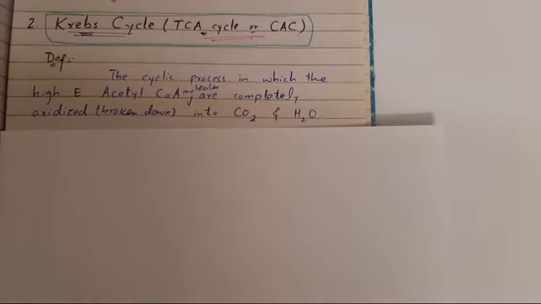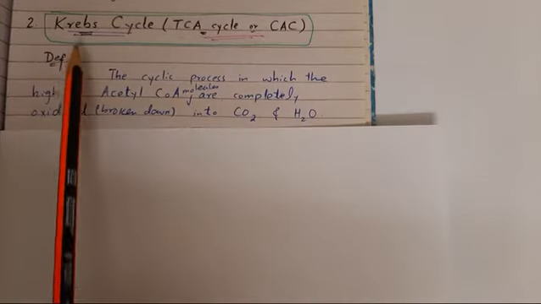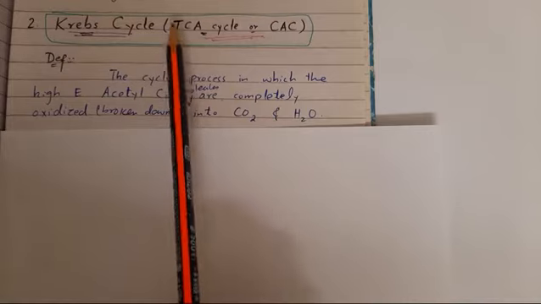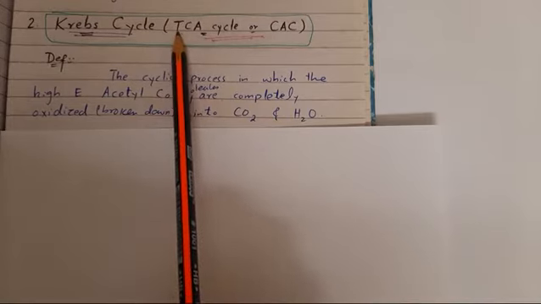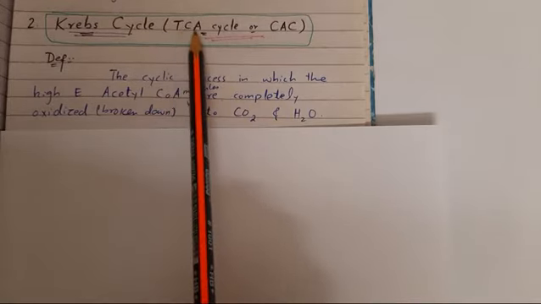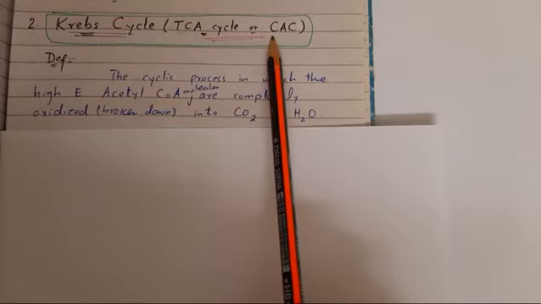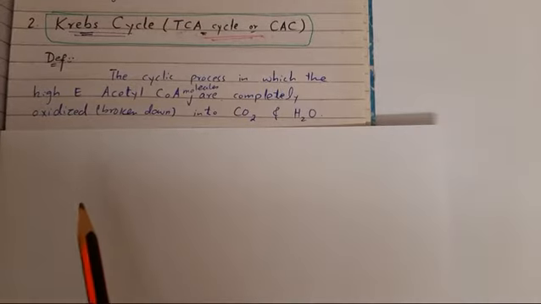Today our topic is another second step of the aerobic respiration, that is Krebs cycle. The Krebs cycle is also known as TCA cycle, which stands for tricarboxylic acid cycle, or CAC cycle, which stands for citric acid cycle.